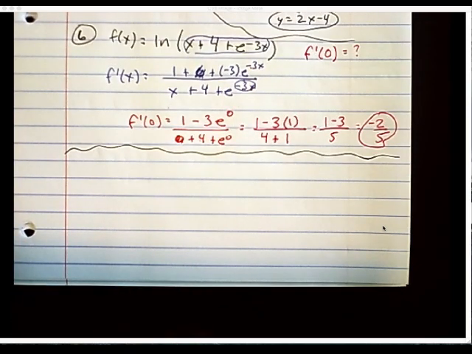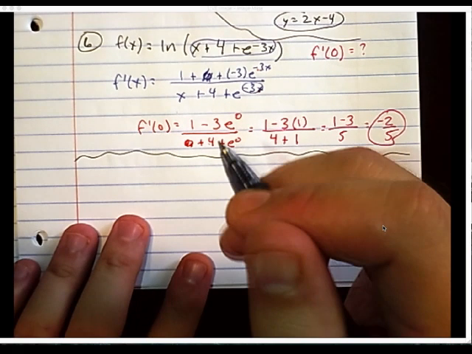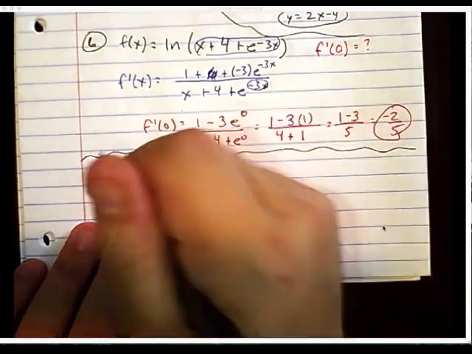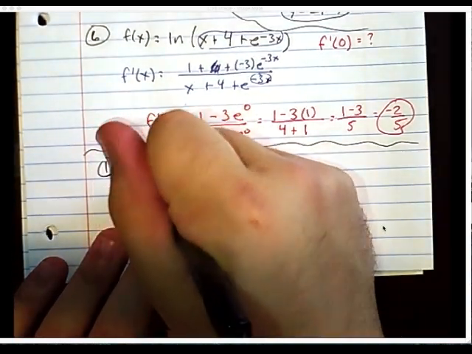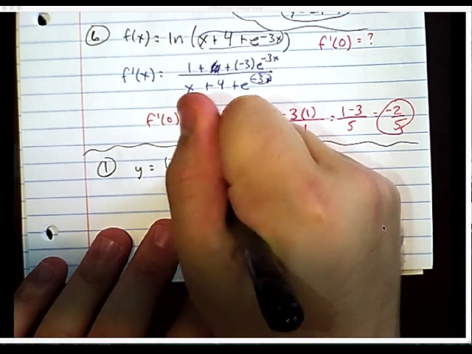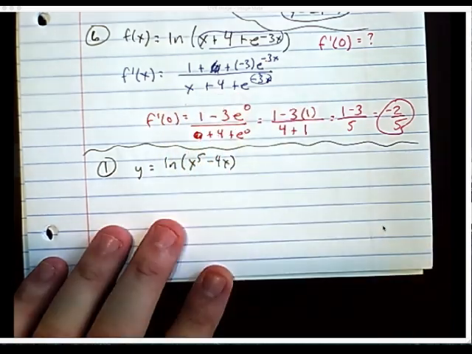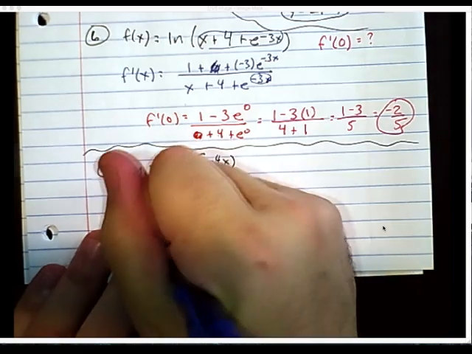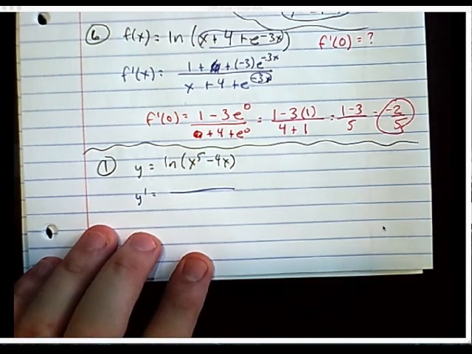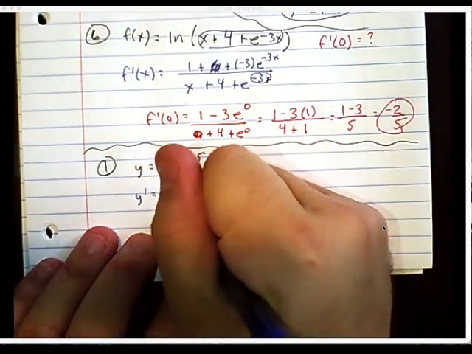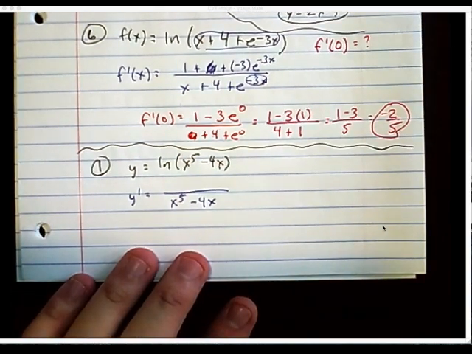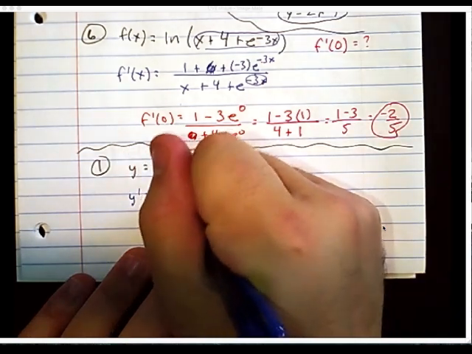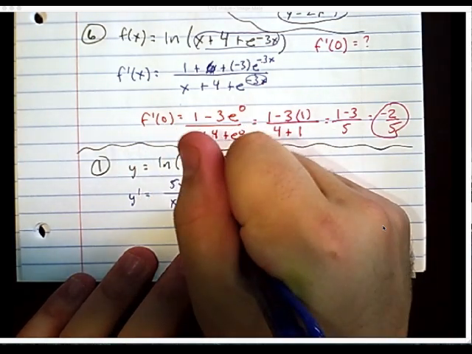Going on to the next page, note card, just more practice here. And you can try some of these. All right, so on the back page, it tells me y equals ln of x to the 5th minus 4x, just asking for a derivative. Okay. So whatever's on the inside, that's going to go in the denominator. And then you can take the derivative of that inside, which would be 5x to the 4th minus 4.